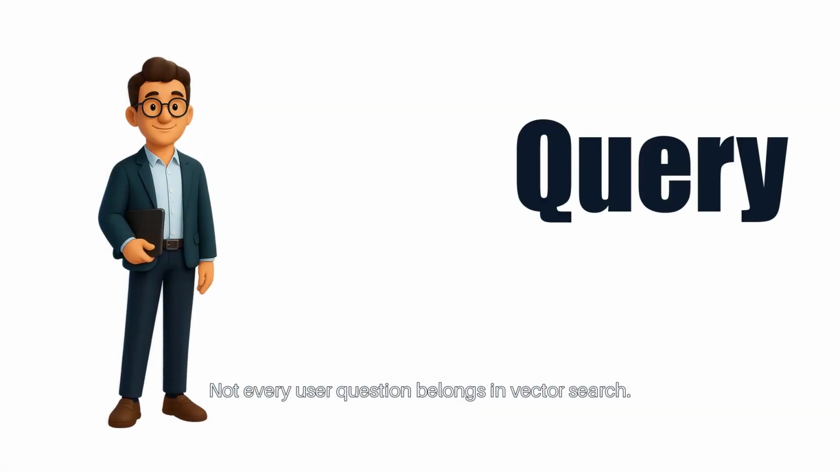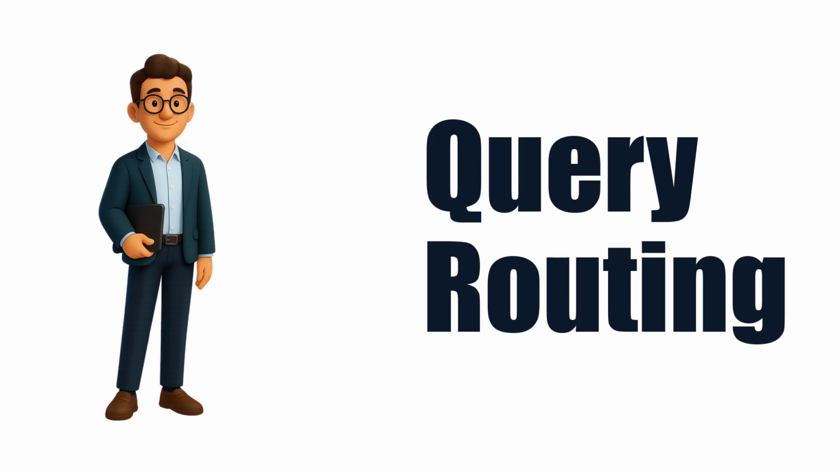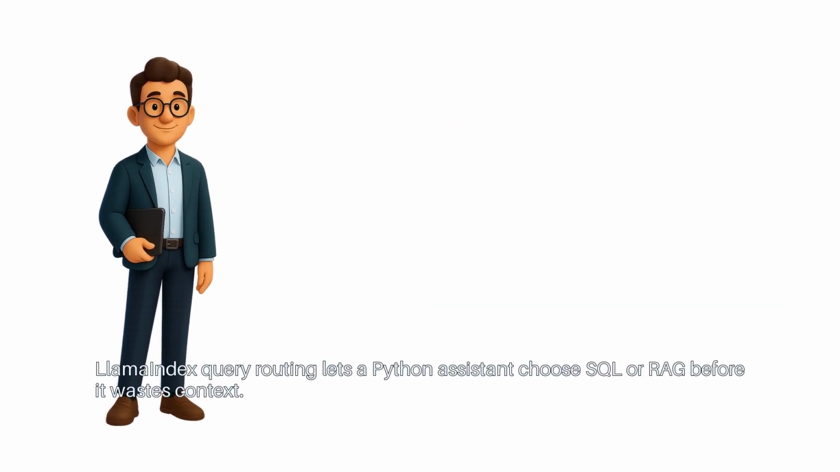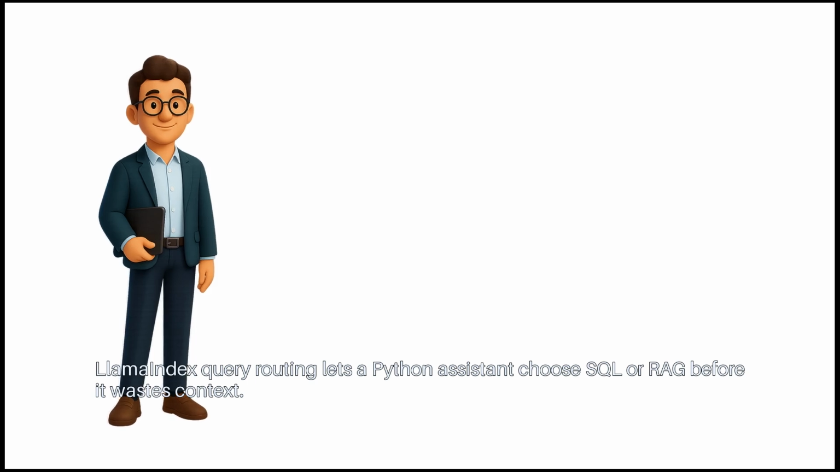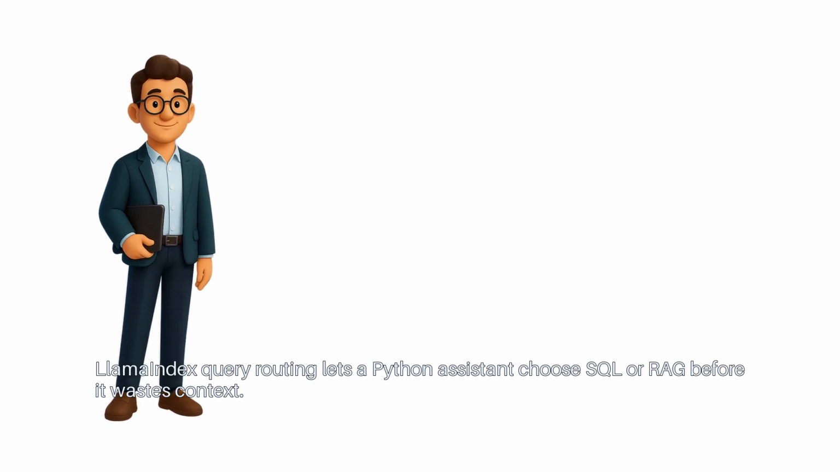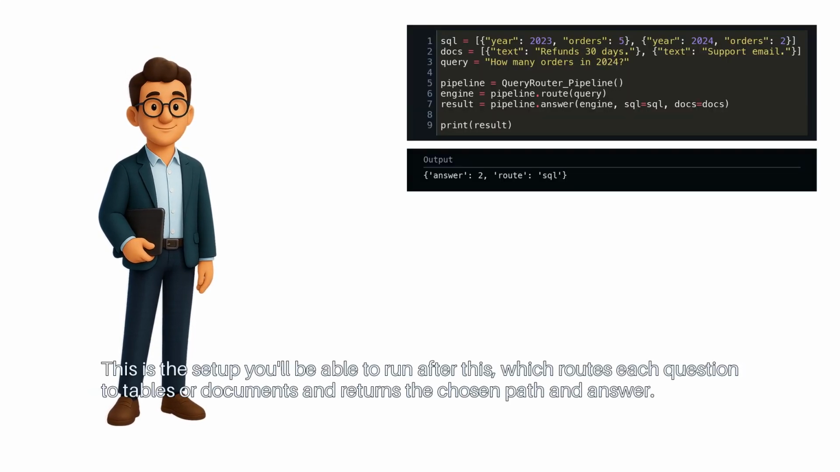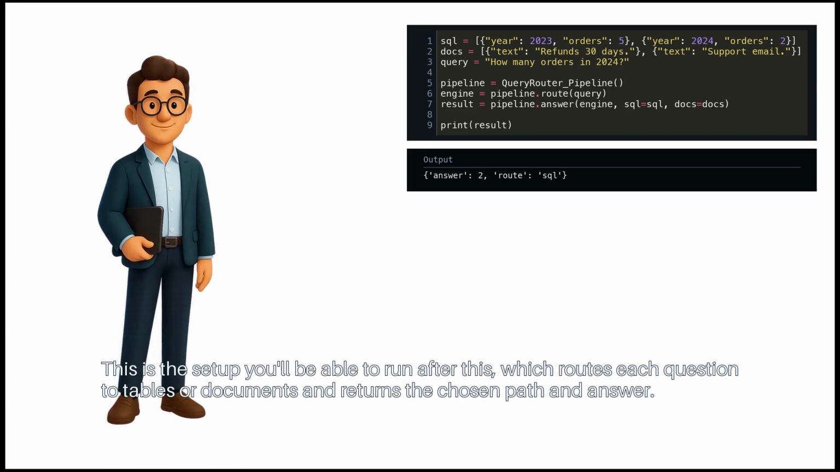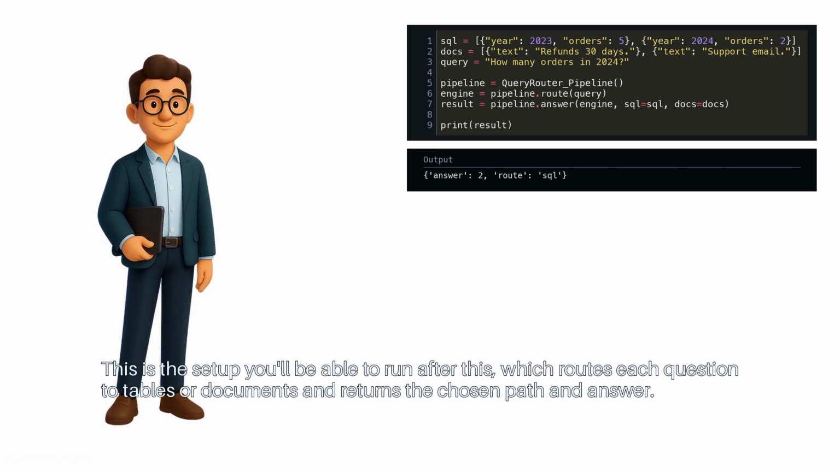Not every user question belongs in vector search. LlamaIndex query routing lets a Python assistant choose SQL or RAG before it wastes context. This is the setup you'll be able to run after this, which routes each question to tables or documents and returns the chosen path and answer.